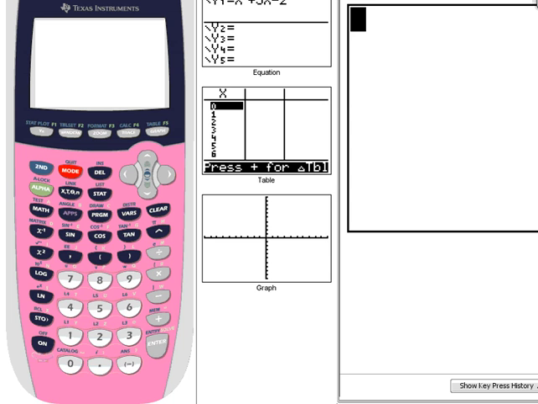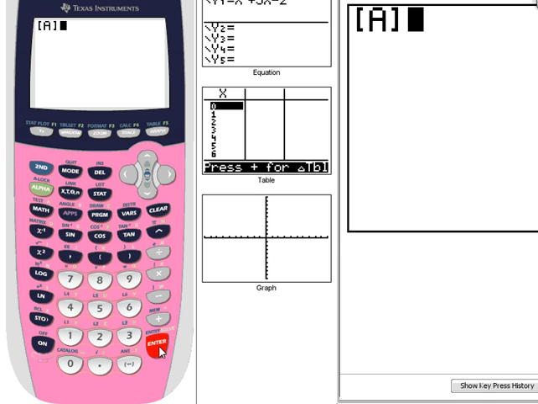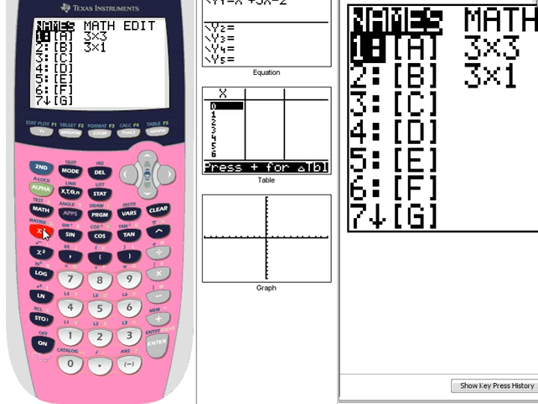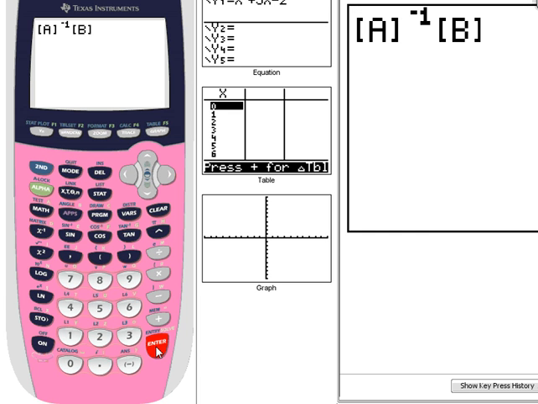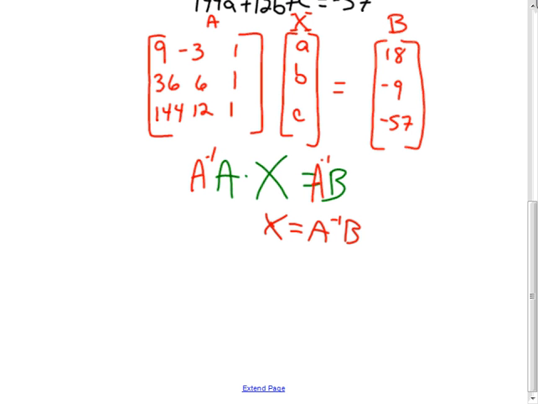So inverse of A, second, inverse key matrix, enter, bring up your A matrix. I need the inverse of that. Then I have to multiply it by matrix B. Second inverse, arrow down to B, hit enter, and enter one more time. Gives you negative 1/3, negative 2, and 15. So X is negative 1/3, negative 2, and 15.